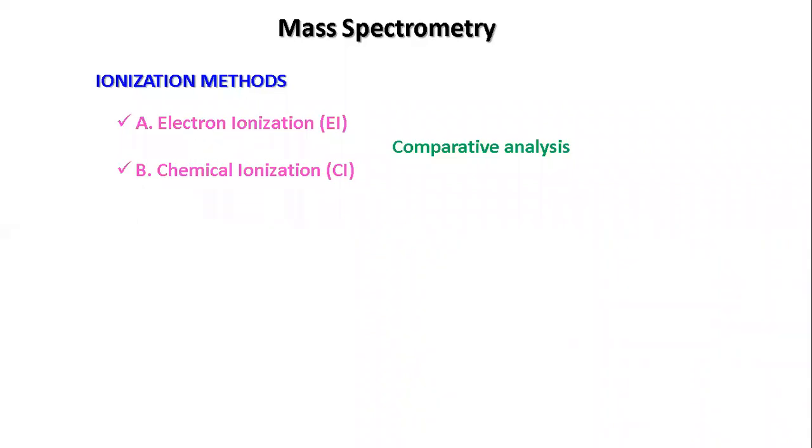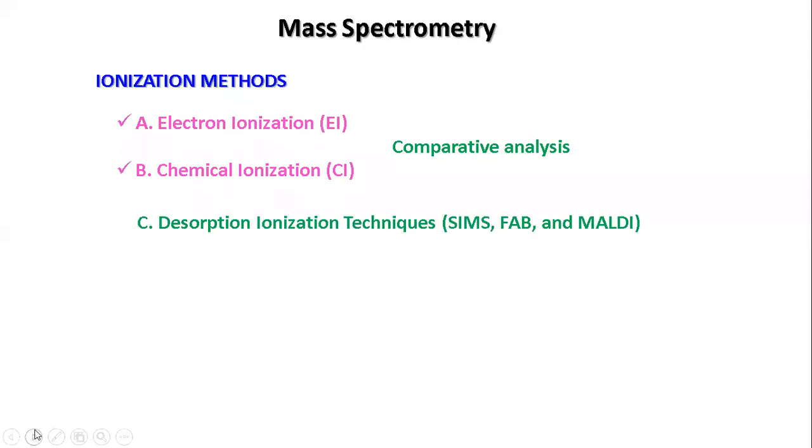So those two, we'll be discussing that part. The same molecule, we'll be trying to look at its mass spectrum by different methods. And then we'll look at another technique, which is the desorption ionization technique. And we'll have the last one, the electrospray ionization technique. So those are the things we'll be looking at.